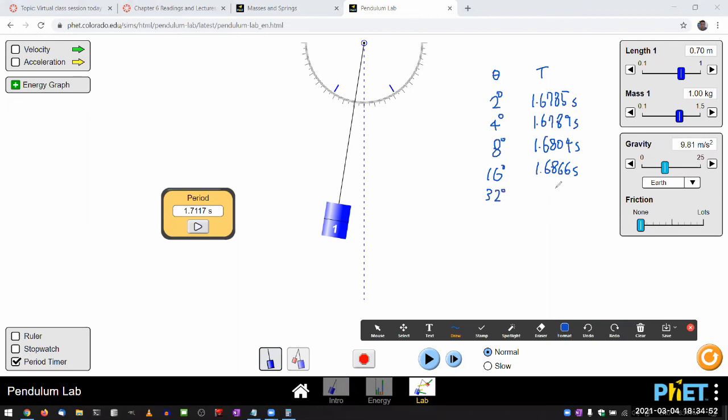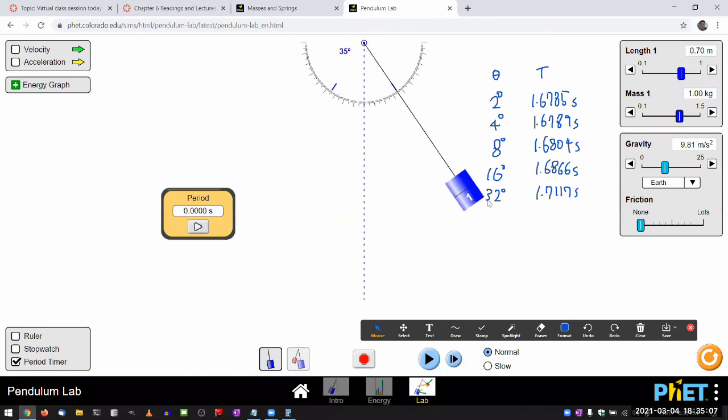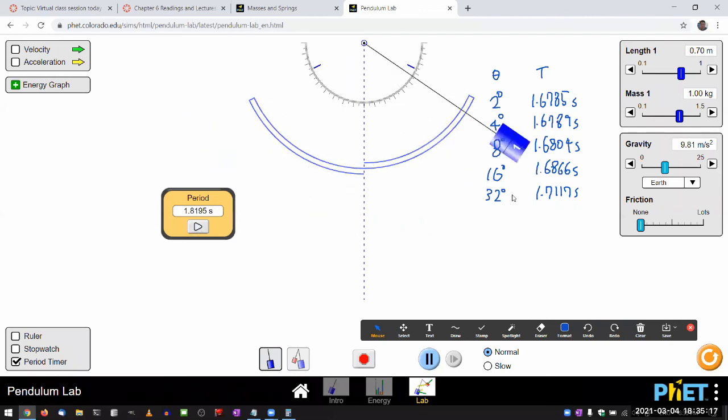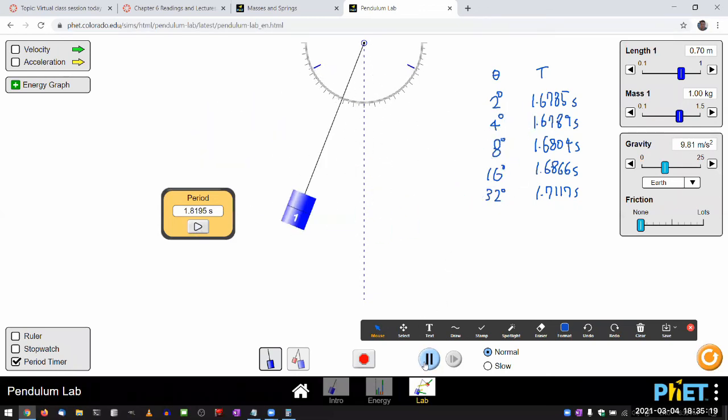So at 32 degrees, the period is 1.7117 seconds. And by this point, I can start to measure it by hand if I take more than a single period. So let me move this to now 64 degrees and see what that looks like. I think that's where I'll end it. Let me measure the period here. Now, this pendulum is moving faster, especially at the bottom. But because it's moving such a longer distance, it takes a longer period.